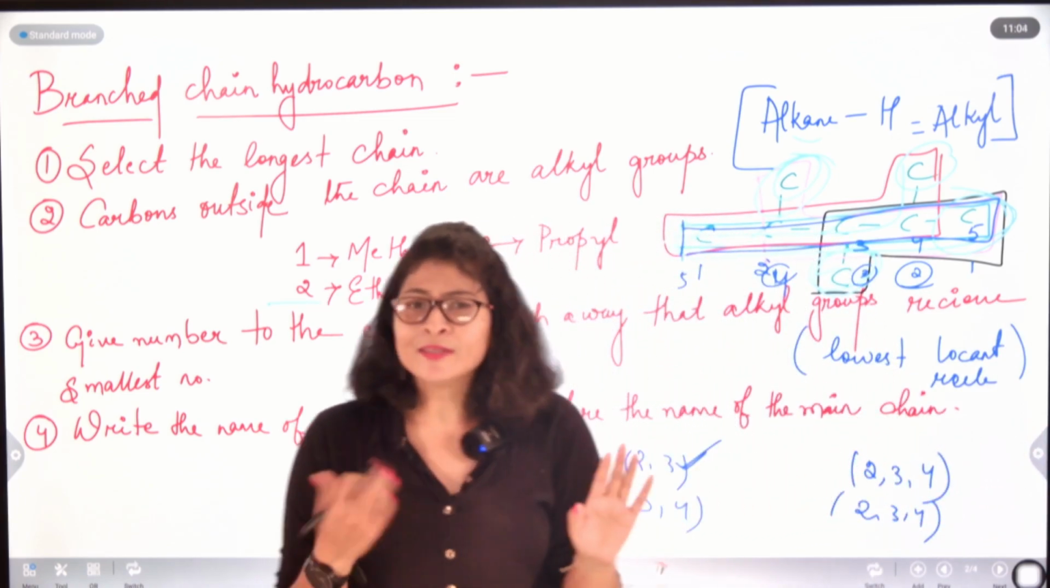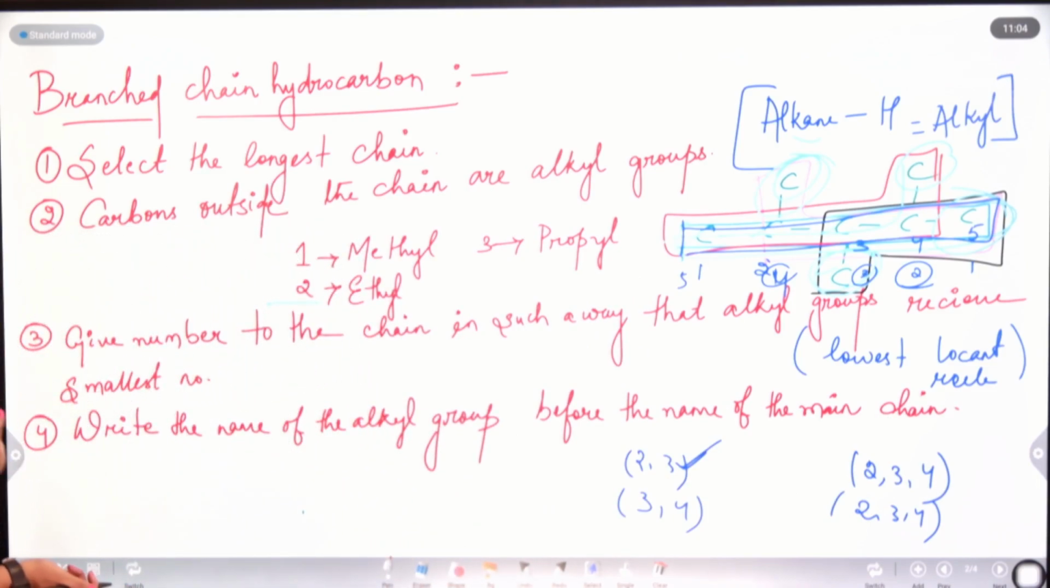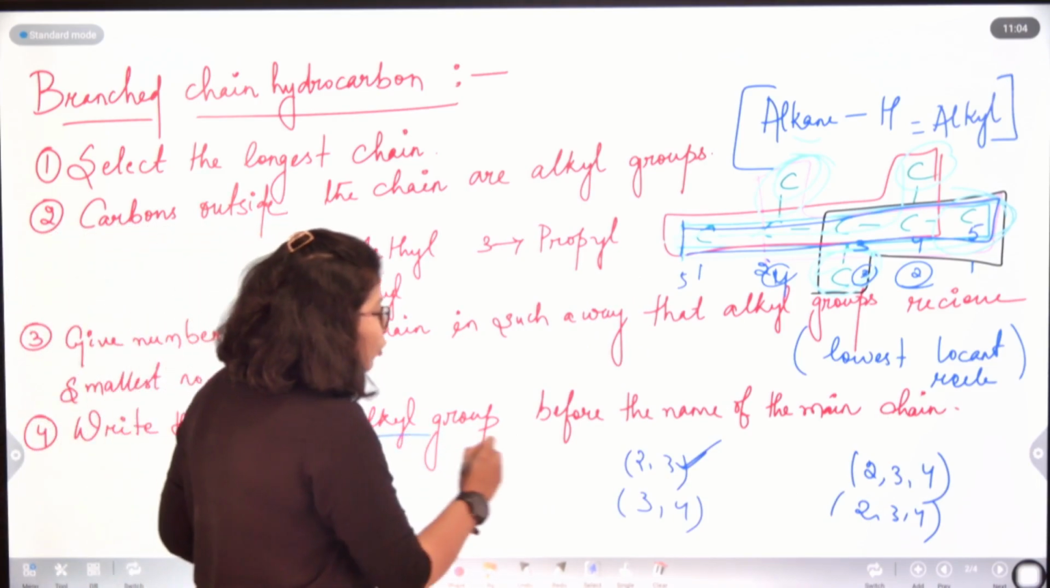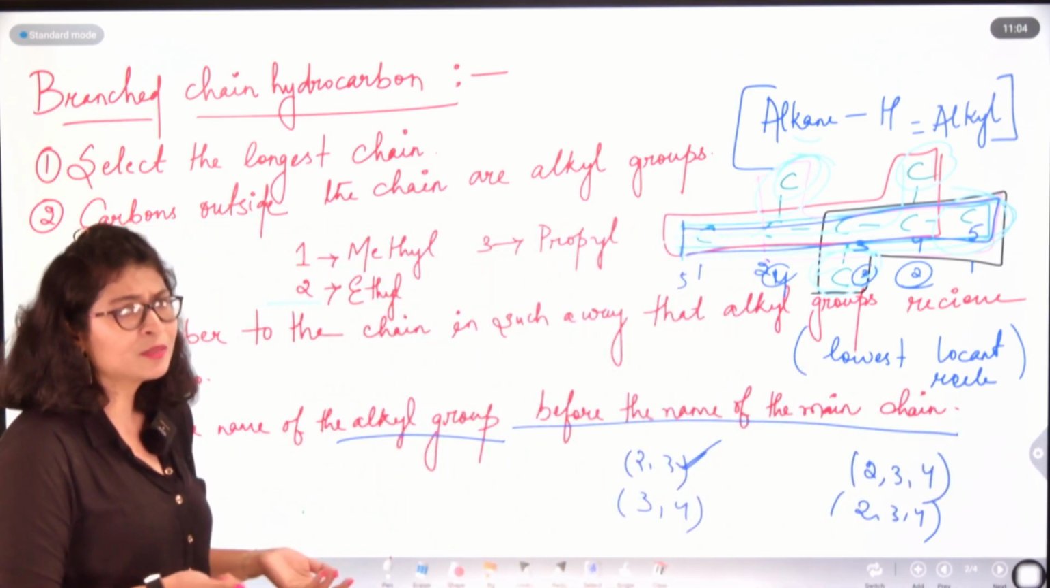And after practicing questions, you'll be cleared, I guess. Okay, so the last rule is to write the name of the alkyl group before the name of the main chain. Now, what does this mean?